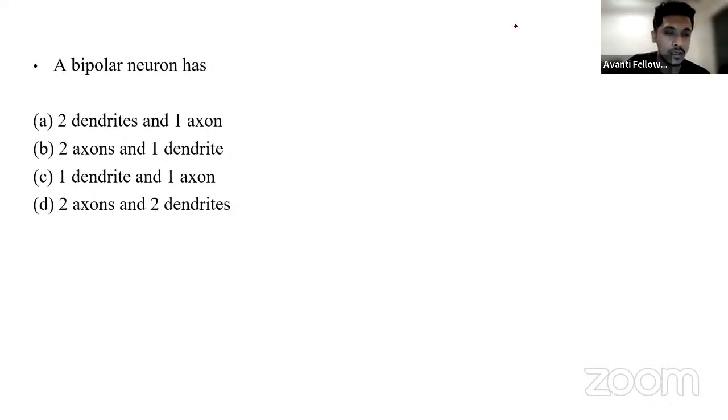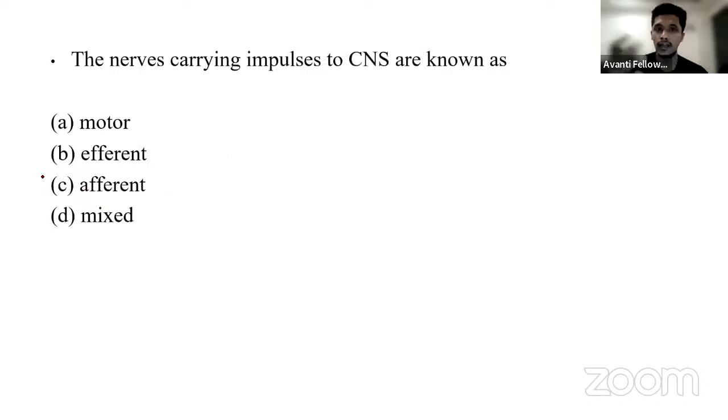What is a bipolar neuron? A bipolar neuron is the one that has 1 axon and 1 dendrite, and that is option C. If you talk about unipolar and multipolar neurons, you would already know: if it has many dendrites and 1 axon, it is called multipolar. If it has only 1 axon and 1 dendrite, it is called bipolar. And unipolar has only 1 axon without a dendrite. So let's go for the next question.